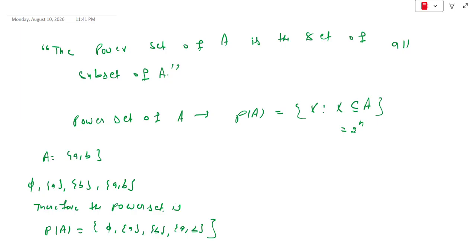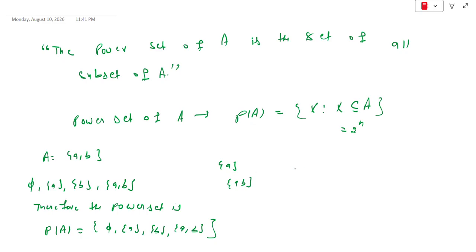Notice one important thing: the elements of the power set of A are themselves sets. For example, the singleton {a} is an element of the power set of A. {a, b} is also an element of the power set of A.